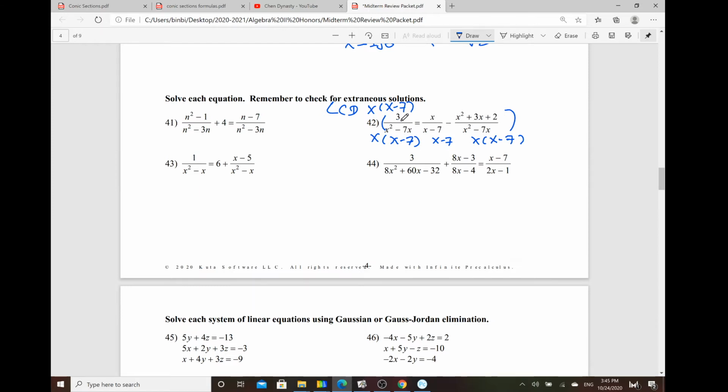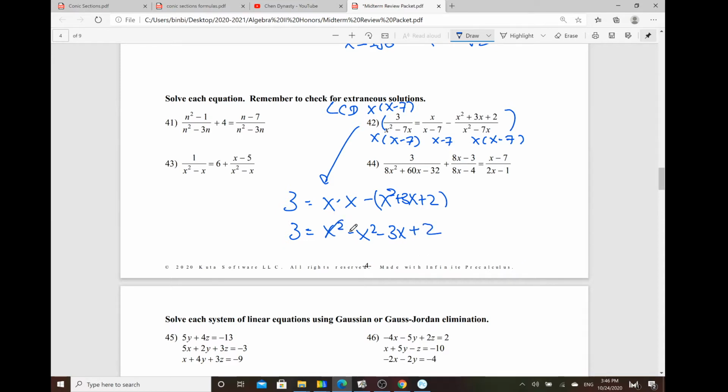So once you multiply by the LCD, for this one you end up with 3, so that equals x times x, because once you cancel, the x minus 7 got canceled. X squared minus 7x got canceled. And then the other one too, everything got canceled, so you only have x squared plus 3x plus 2. But let's put in the quantity, because you're subtracting the same quantity. So multiplied out, x squared minus 3x plus 2.